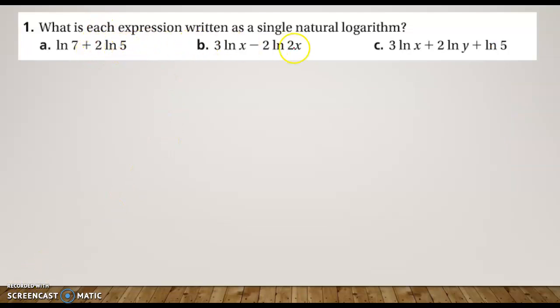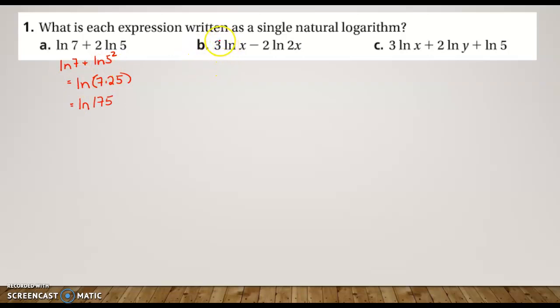What is each expression written as a single natural log? Well, exactly like we did before. We've got that ln 7 plus ln 5 squared. So you'd have natural log of 7 times 25, right there. And if you got 7 quarters, you got $1.75. So there you go. That would be your final answer. Okay.